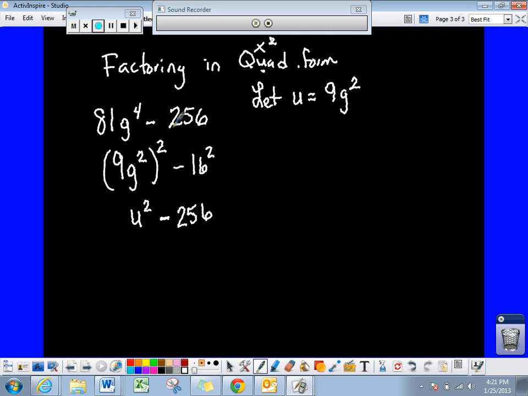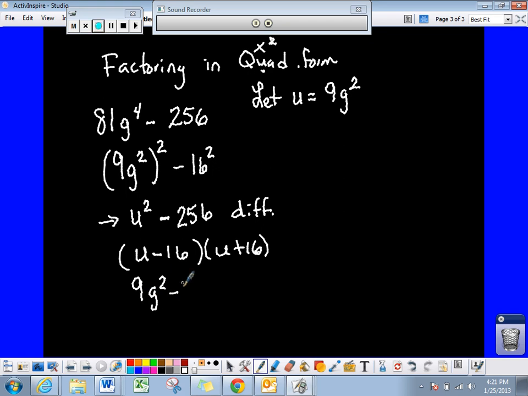Looking at this problem, this one looks easy, because we know this is the difference of what? Squares. So we can say u minus 16 times u plus 16. And then go back and substitute u in, and we get 9g to the second minus 16 times 9g to the second plus 16. Can't do anything with this because it's a plus. But the 9g to the second minus 16, both of those are perfect squares, which is the difference of squares.